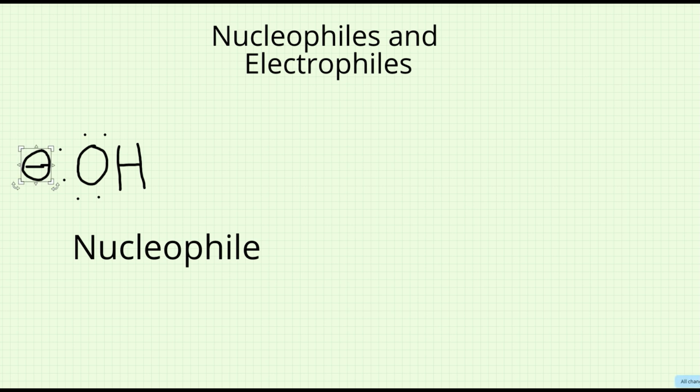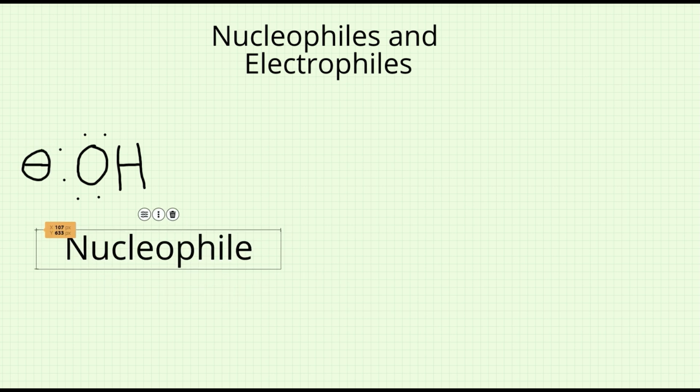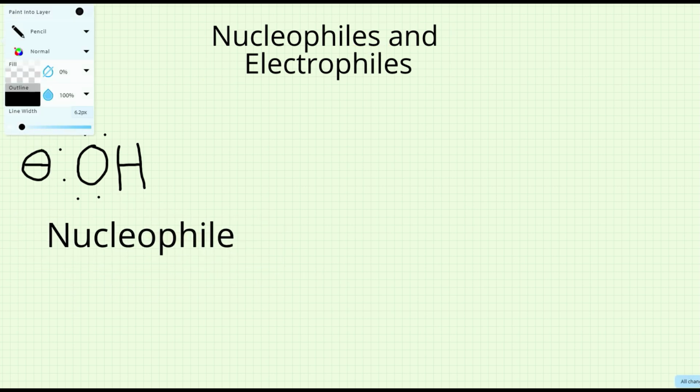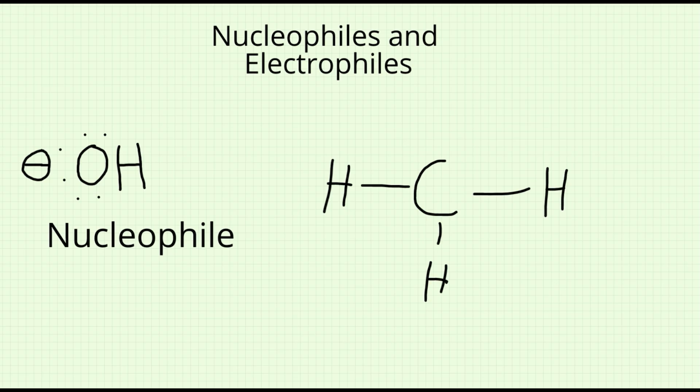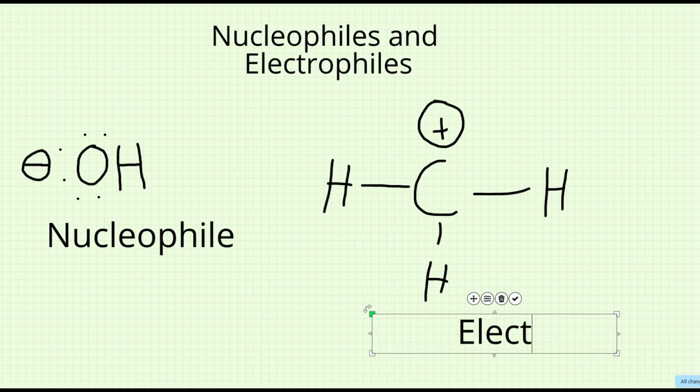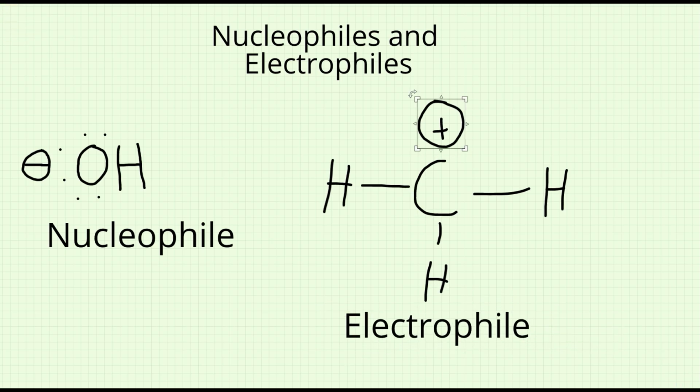So how can it do that? It can do that by attacking electrophiles. Let's draw an example of an electrophile. If you think logically, if a nucleophile has a negative charge, we would assume an electrophile would have a positive charge, and you would be right. So that is the electrophile. It has a positive charge. It does not have enough valence electrons to completely fill its shell.